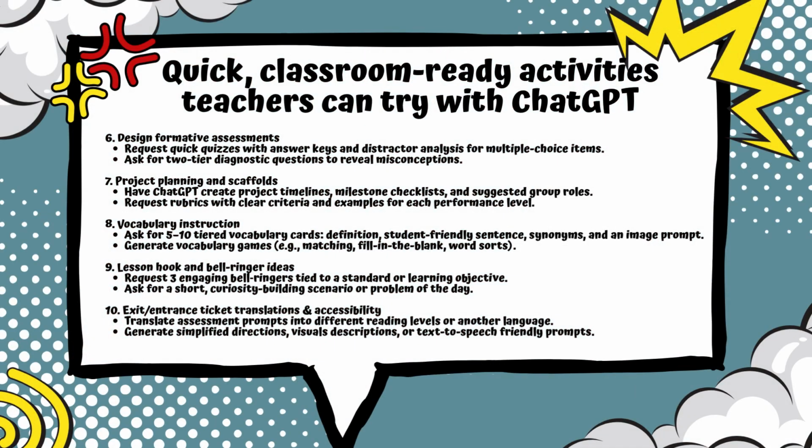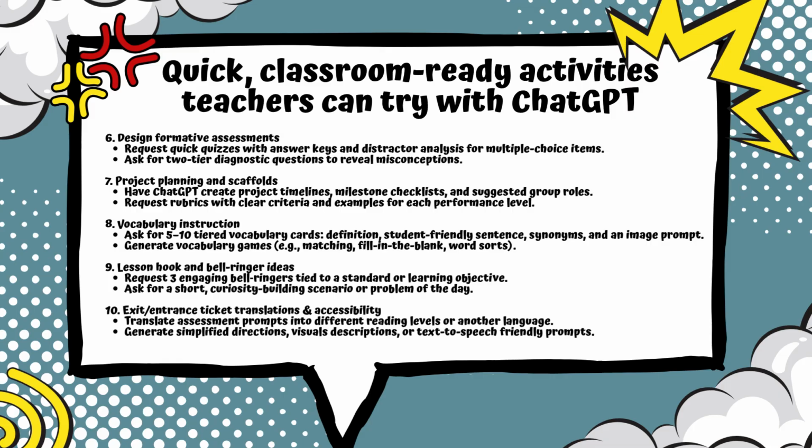A few more examples could be designing formative assessments. You can request quick quizzes with answer keys and distractor analysis for multiple choice items. Number 7, project planning and scaffolds. You can request rubrics with clear criteria and examples for each performance level. Number 8, vocabulary instruction. You can ask for 5 to 10 tiered vocabulary cards that include maybe the definition, student-friendly sentence, synonyms, and an image prompt.